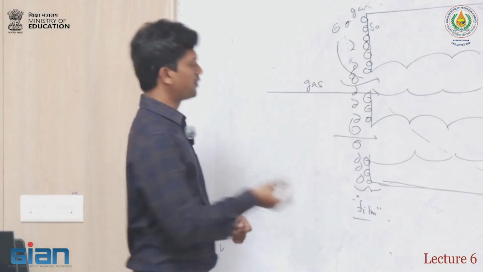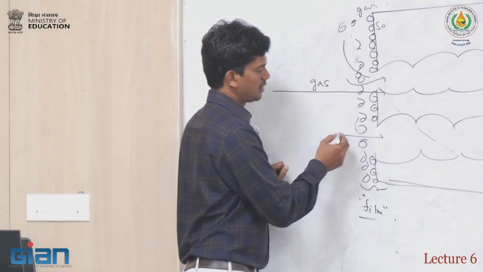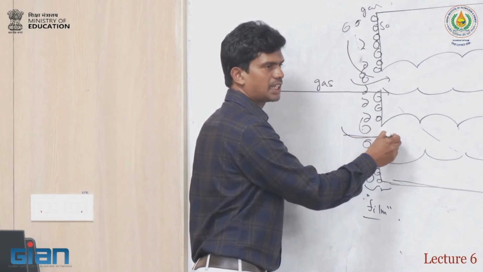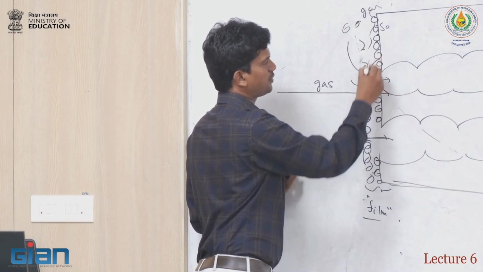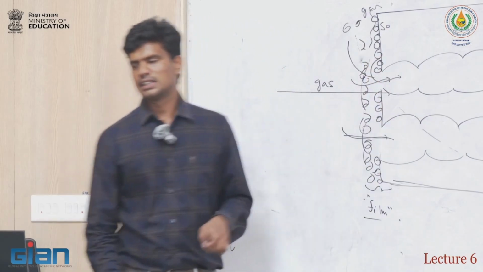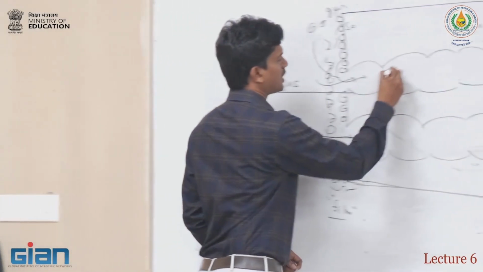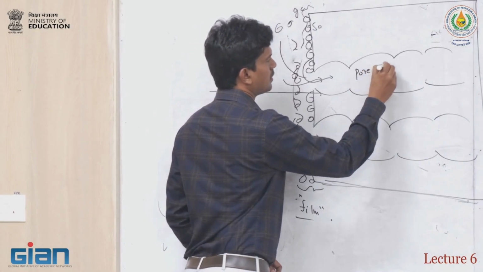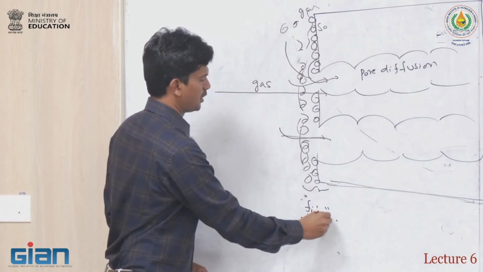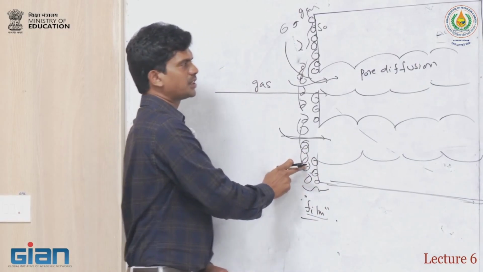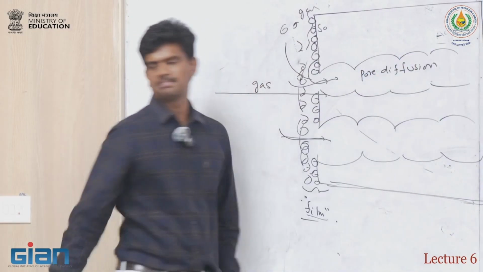The second one is the surface diffusion, where not all the gas molecules will enter directly like this. It may have to go through this, so that surface diffusion it has to take care of. And the last one is the pore diffusion, that's what is happening inside. So this model will take care of all three: film diffusion, surface diffusion, and pore diffusion.